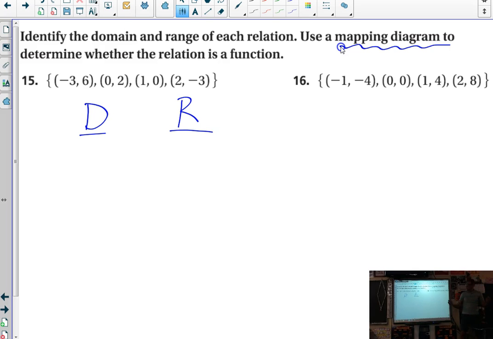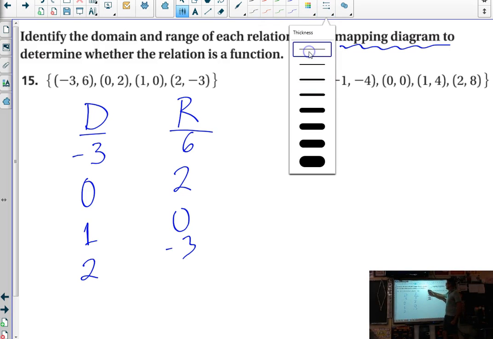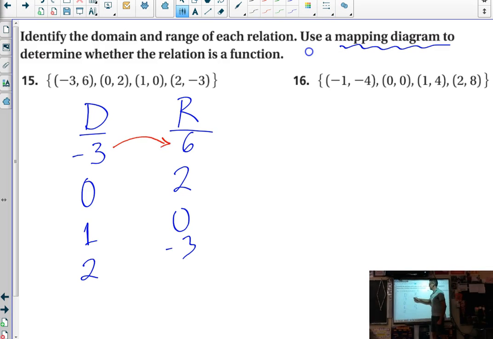Domain is input. Range is output. So when I input a -3, I output a 6. When I input a 0, I output a 2. Hey, this looks a lot like a T-chart, doesn't it? When I input a 1, I output a 0, and when I input a 2, I output a -3. You know how I make this a mapping diagram? And this is where you're going to hate me. It's okay. And you've now made a mapping diagram.